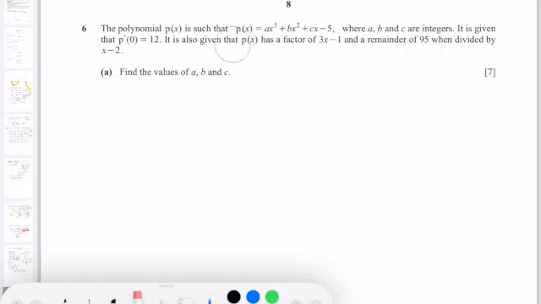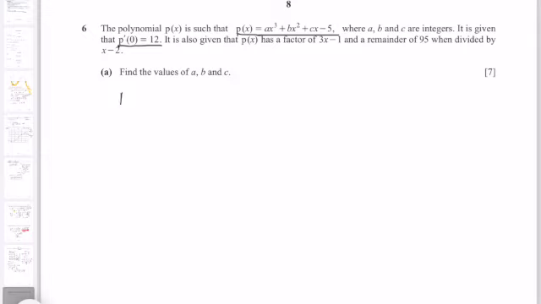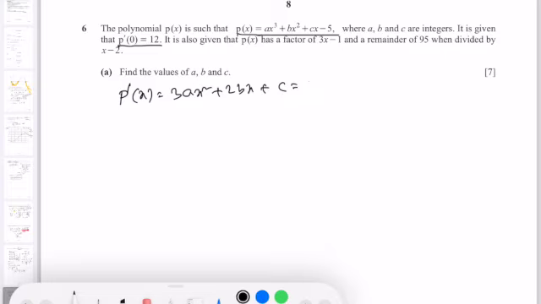Okay, it is also given that p(x) has a factor 3x minus 1 and the remainder is 95 when divided by x minus 2. Find it out. p prime x equals 3ax square plus 2bx plus c, and we can put 0 later on. X is 0, so we can write 3a times 0 square plus 2b times 0 plus c equals 12, since 12 is given. Now c equals 12. This is the first part.